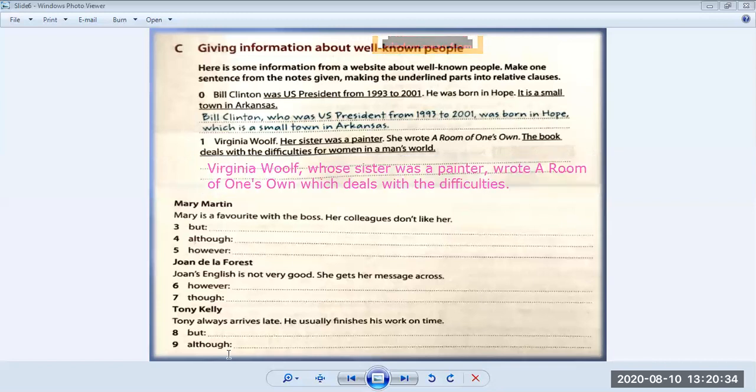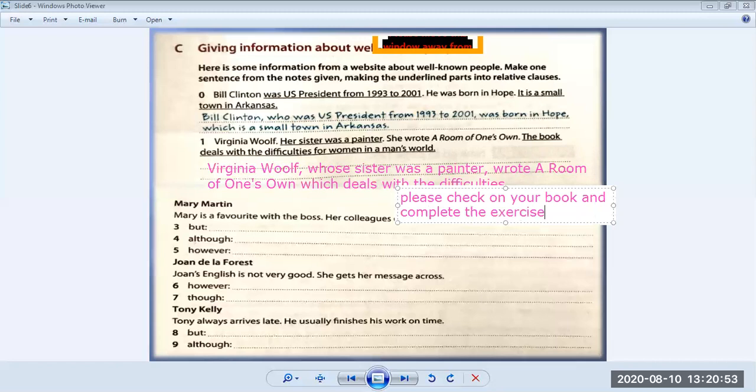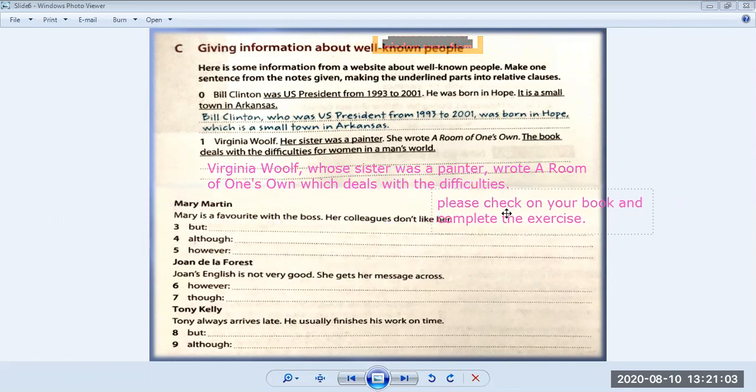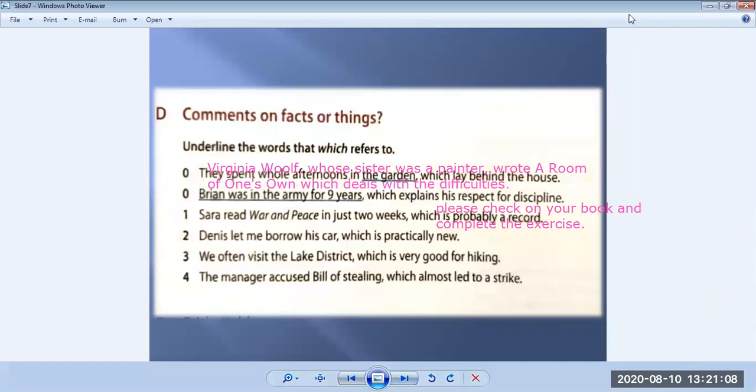I'm sorry, the wrong page of the exercise has been attached here. So please check your book and complete the exercise. All right. So I'm going to leave this part on the side here. Okay. So sorry about that. And then let's see the next exercise.